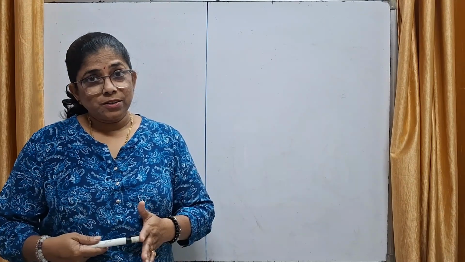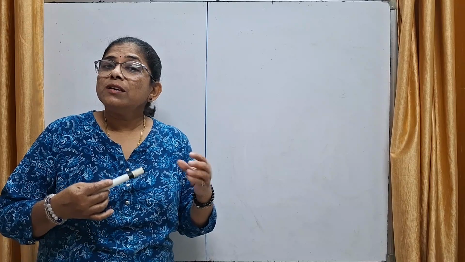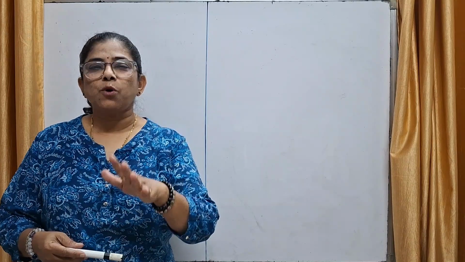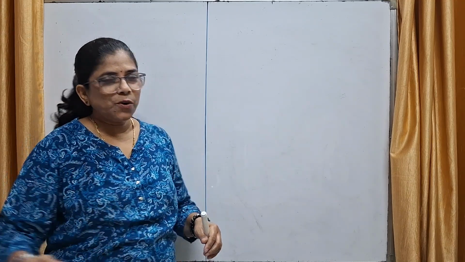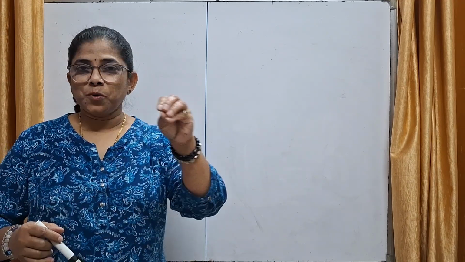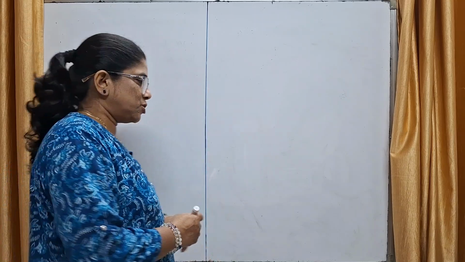Prove that root 2 is irrational and prove that root 3 is irrational. It is already solved in our previous videos. Link is shared in the description box. So in this video we are going to solve how to prove that root 5 is irrational.